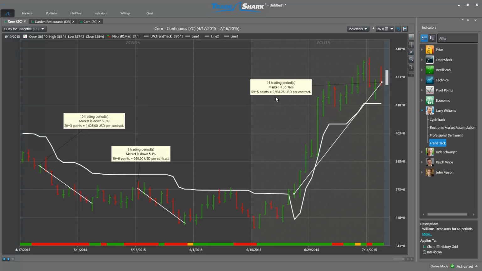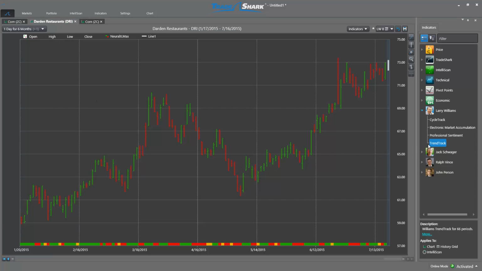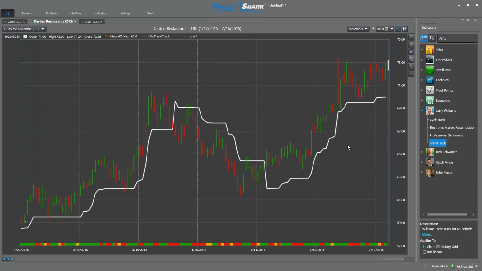Now let's take a look at this approach on individual stocks. Here in Darden Restaurant stock, we have a market that has changed directions a few times over the last 6-month period. But notice how effective the Larry Williams TrendTrack Index is at filtering out the noise and keeping traders on the right side of the market.